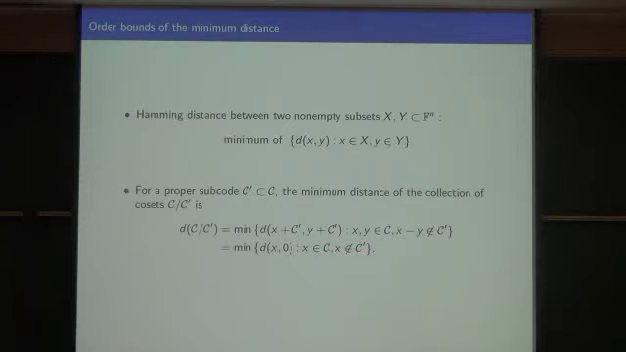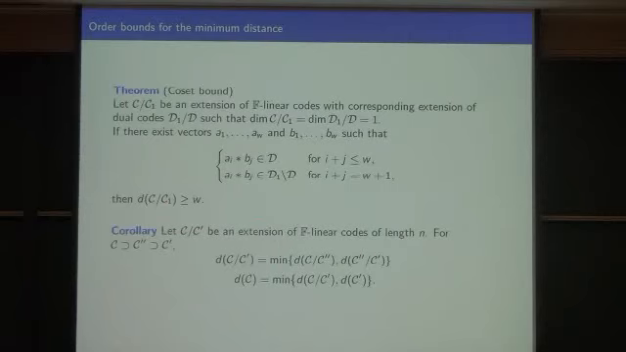This is called the coset bound, and it is the minimum of the weights of x in C which are not in C prime. So the main theorem is the coset bound theorem, which says that if C and C1 is an extension of affiliated codes with corresponding extension of dual codes, such that the dimension of them is 1, then the dual of C is D, and the dual of C1 is D1.